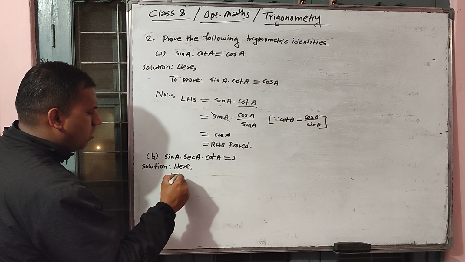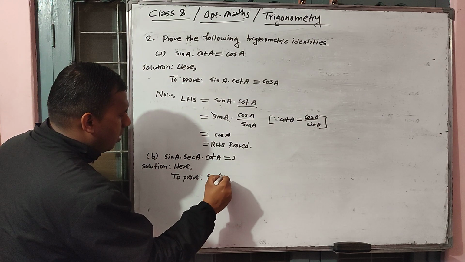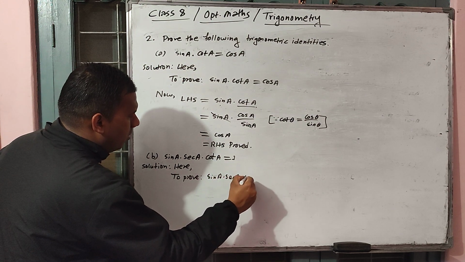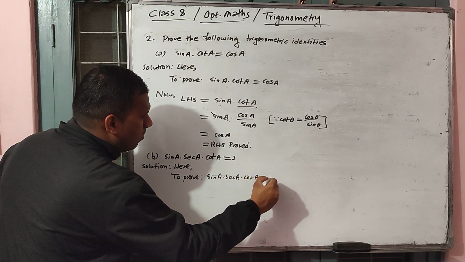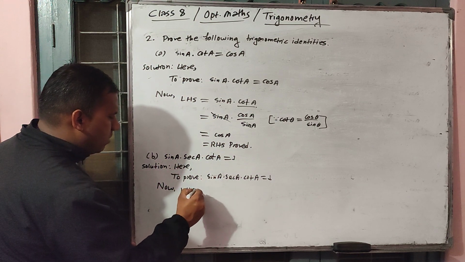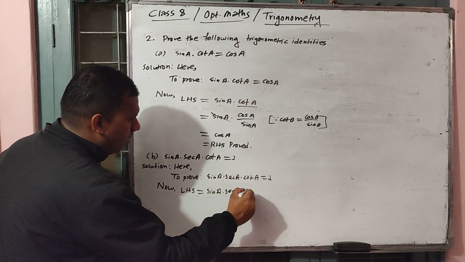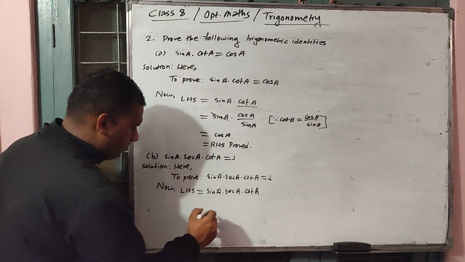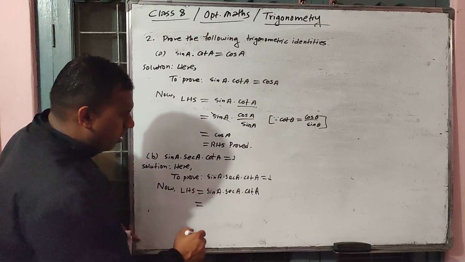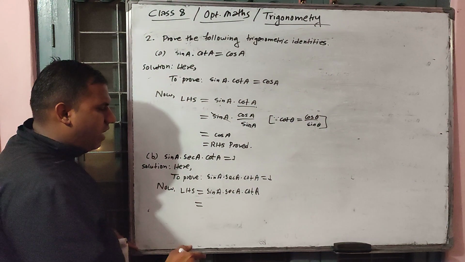So here, you have to prove sin A dot sec A dot cot A equal to 1. Now LHS is sin A dot sec A dot cot A. Now all ratios change in terms of sine and cos.